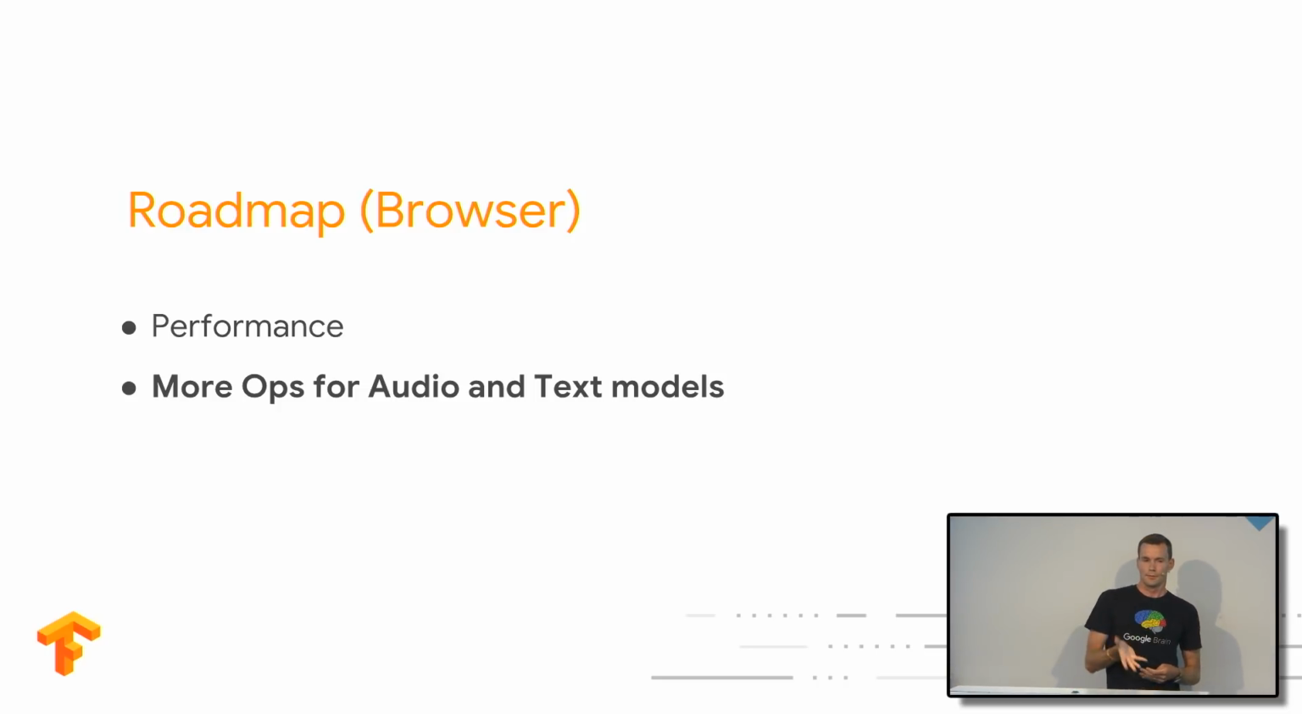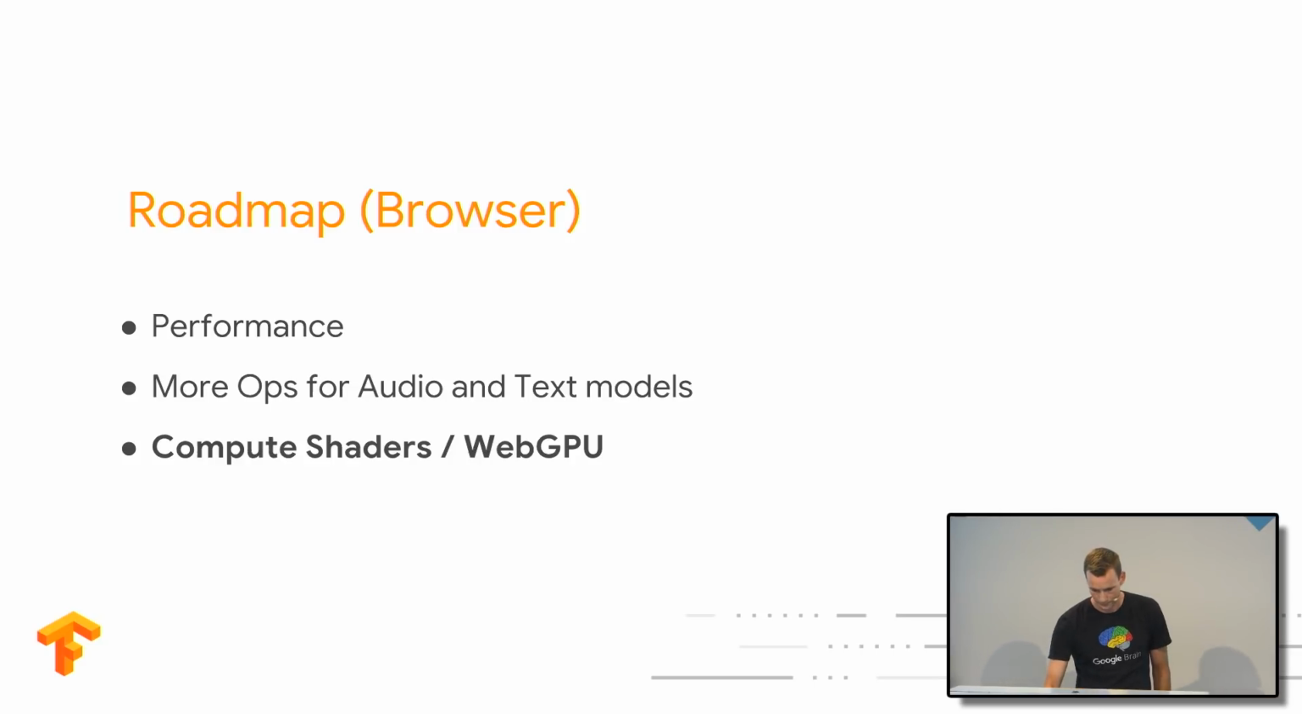A lot of the focus we've been doing, and you'll see in Ping's next demo, is audio and text. It's a big thing we're focusing on. We've shown a bunch of image classification models. Now we're shifting and looking at what we need to do to bring in audio and text. And I mentioned WebGPU, which is a standard that's proposed, in very early stages, and then compute shaders.